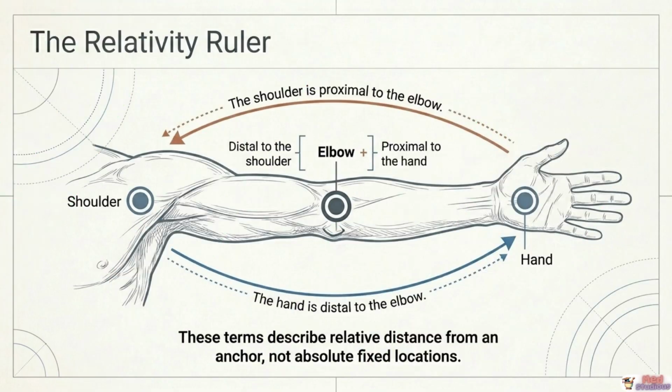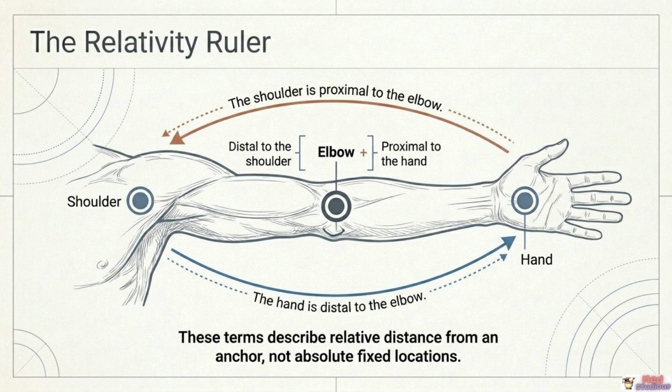Here is where most students make their biggest mistake. They think proximal and distal are fixed labels stuck to specific body parts forever. They are not. They describe relative distance from an anchor point, and that anchor can shift depending on what you're describing. Take the elbow as an example. The elbow is distal to the shoulder because it is farther from the body's center than the shoulder is. But that same elbow is proximal to the hand because it is closer to the body's center than the hand is. Same structure, two different descriptions. Both are correct depending on your reference point.